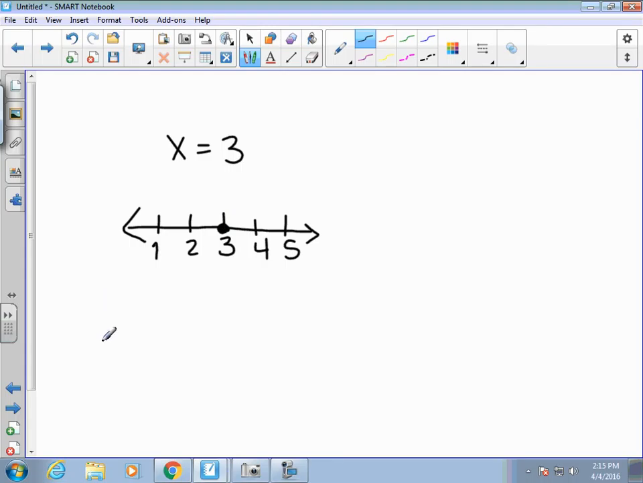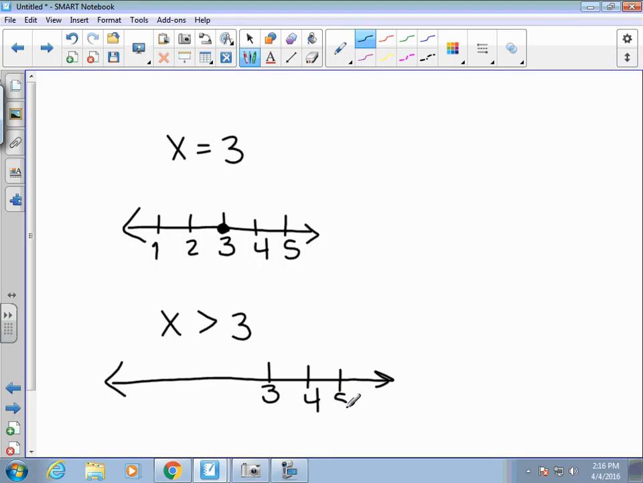Okay? Now, tonight, you're going to have to do some that represent numbers greater than 3. So again, when you draw your number line, you're still going to draw some above and some below. You're going to circle the number that is represented in my inequality. So we're going to circle 3 because that was the number in my inequality. So we're going to circle that number.